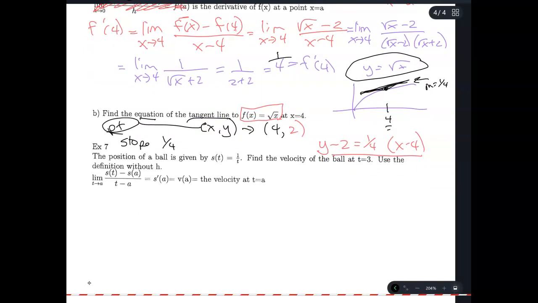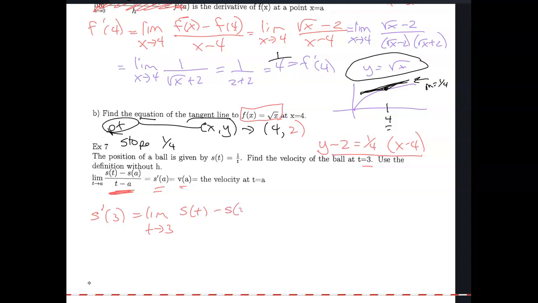Okay. Let me finish this last one. So I'm finding velocity, which is the same as derivative, and I want to find it at t equals 3. So use this definition without the h. So s prime of 3 would be limit as t goes to 3, s of t minus s of 3 all over t minus 3. Use the function, so that's 1 over t minus 1 over 3, over t minus 3. You've seen problems like this before. Multiply top and bottom by the least common denominator.